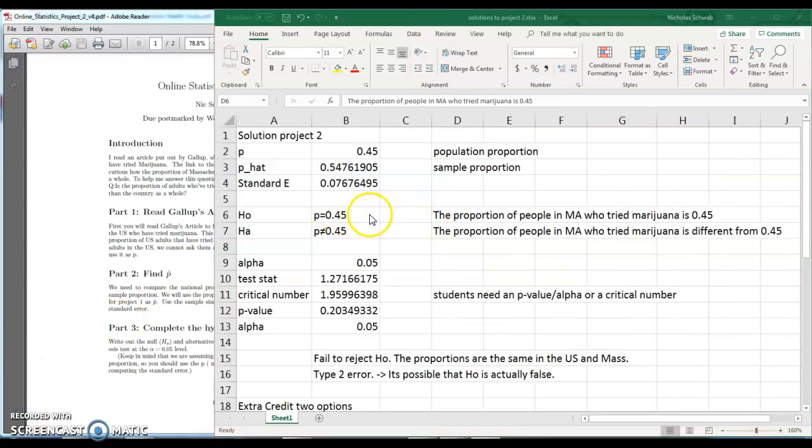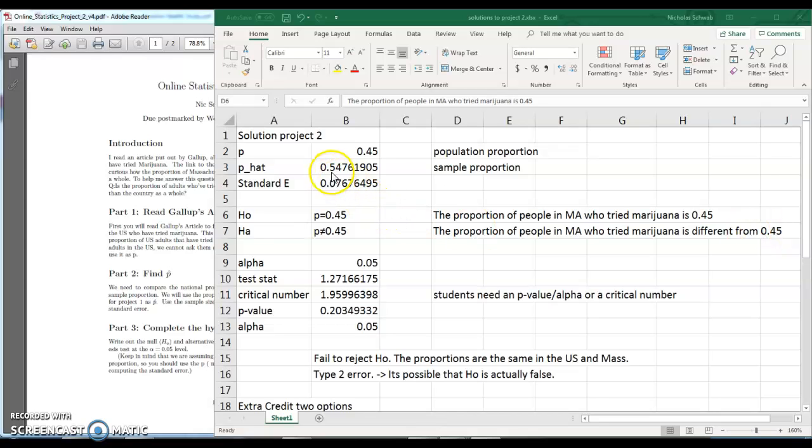All right, so I just typed out what these things mean. The null hypothesis, right, we were saying the proportion of people in Massachusetts who have tried marijuana is 0.45. Notice this doesn't have anything to do with the United States anymore. We already know that 0.45 represents the United States, the proportion of people who have tried marijuana in all of the United States. We just want to know if it's the same or if it's different. So the alternative hypothesis is the proportion of people in Mass who have tried marijuana is different from 0.45.